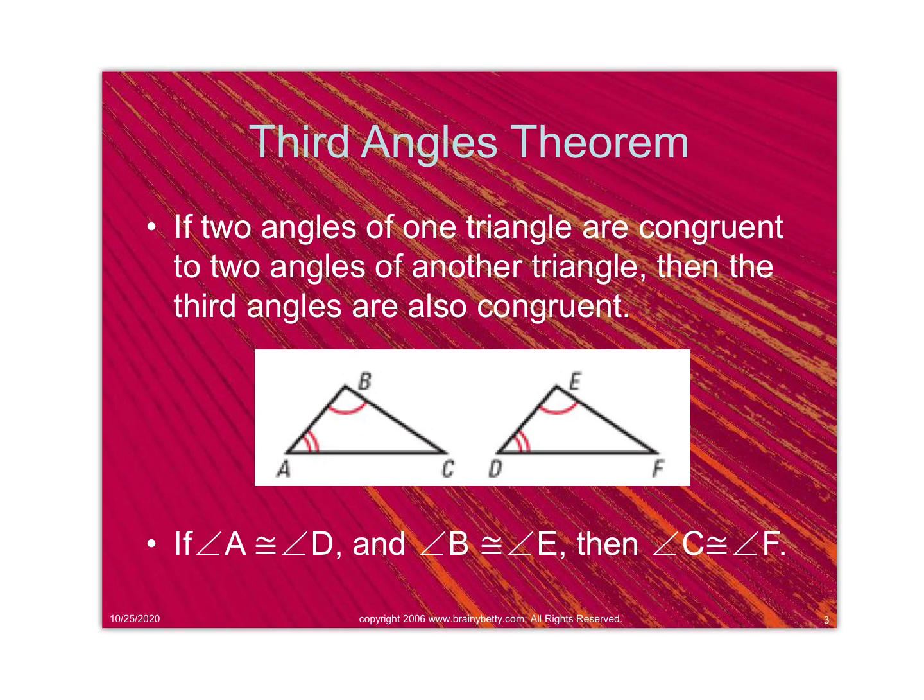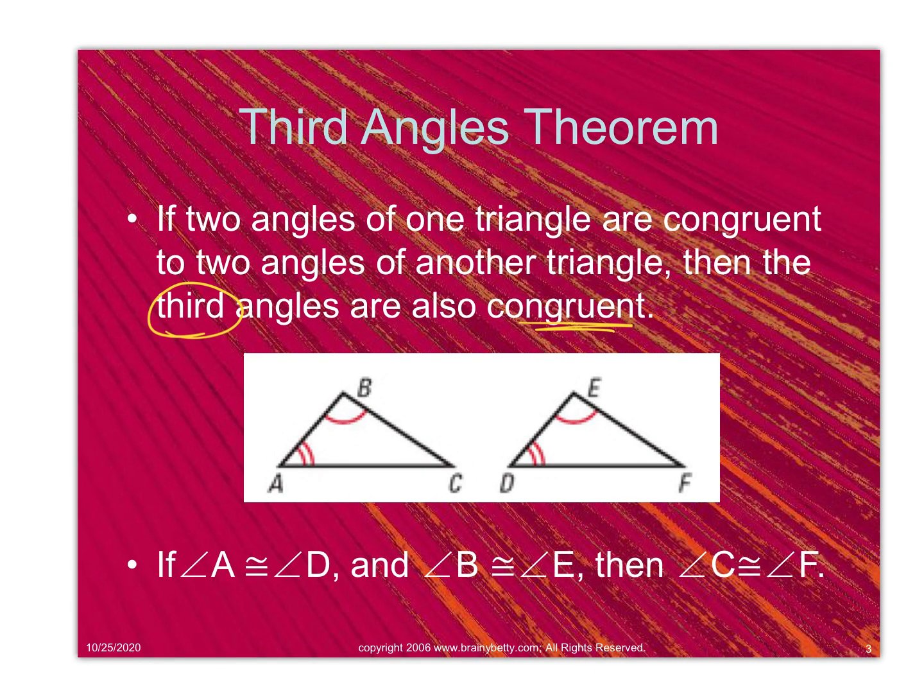There's a theorem here, the third angles theorem. This one's kind of obvious. It says if two angles of one triangle are congruent to two angles of another triangle, then the third angles of those triangles are also congruent. It may not seem super obvious when it's read like that, but let's actually write it out.